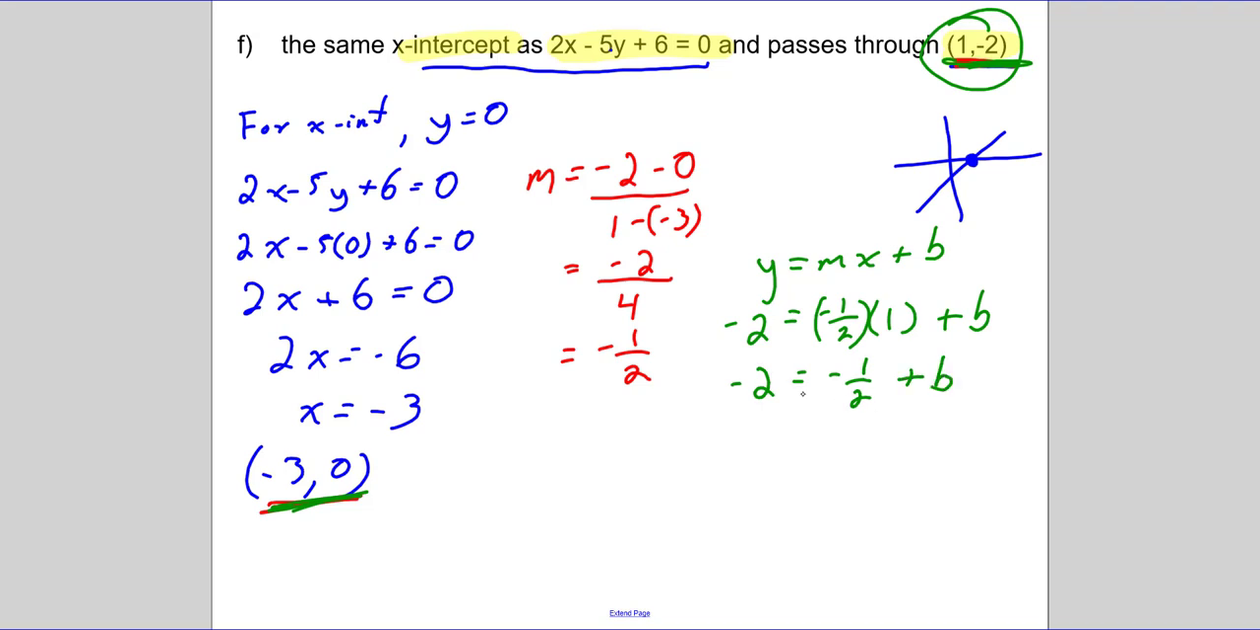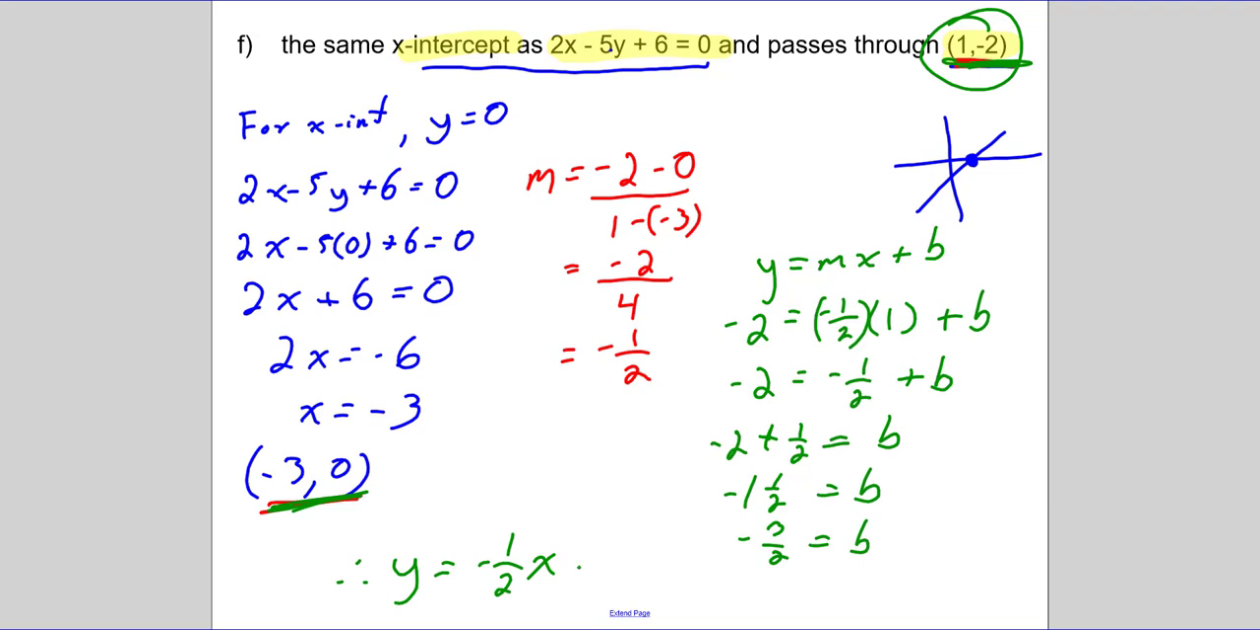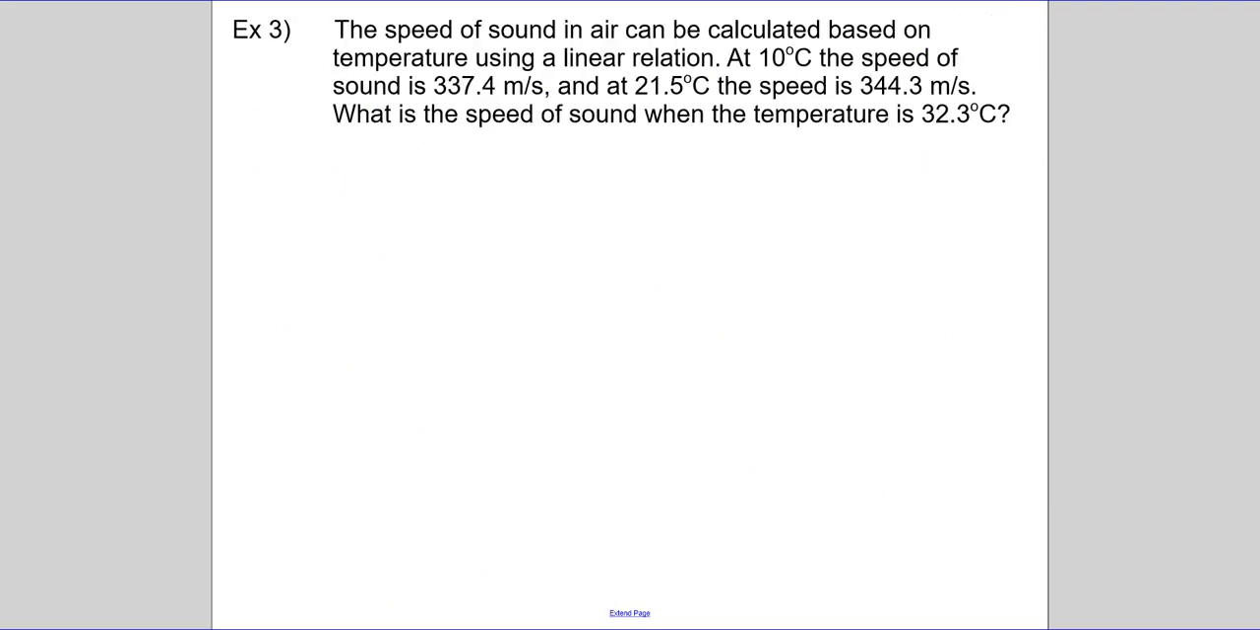So I'm going to add 1/2 to both sides, so negative 2 plus 1/2 is equal to b. So negative 2 plus 1/2 is negative 1.5, or if we'd prefer, negative 3 over 2. So therefore, our equation of the line is negative 1/2 x minus 3 over 2. And there we have it. All right, let's look at one final example.